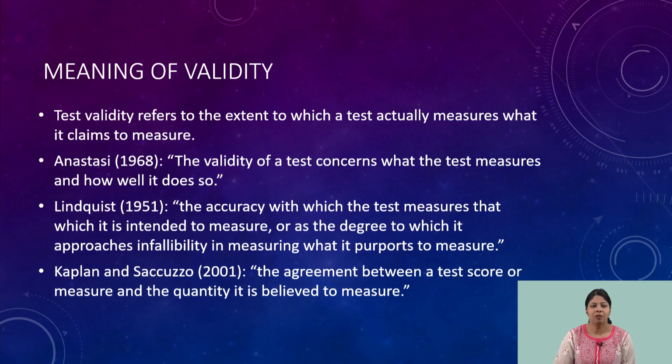Now let us look at some definitions of validity given by researchers. Anastasi has defined validity as what the test measures and how well it does so. Again, what Anastasi has implied is that validity is the quality of a test of how well it is measuring what it is claiming to measure, or what it intends to measure. So whatever the test's purpose or objective is, if the test is actually able to measure that accurately, we can say that it is a valid test.